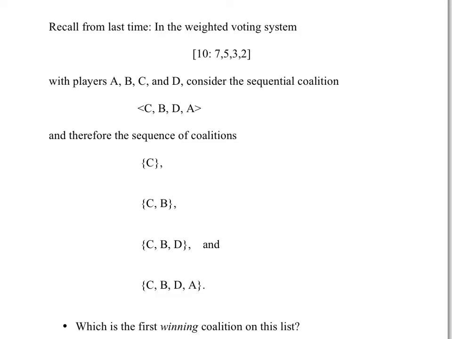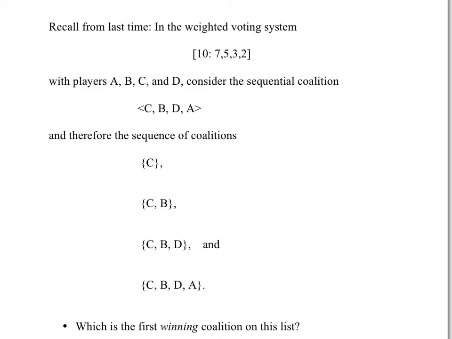Last time we were discussing the weighted voting system with quota 10, weights 7, 5, 3, and 2 belonging to players A, B, C, and D respectively, and we were looking at the sequential coalition CBDA, the players written in that specific order, and therefore we are thinking about the coalitions C alone, followed by C and B together, followed by C, B, and D, followed by the Grand Coalition.